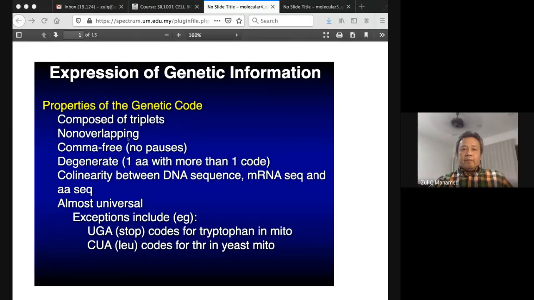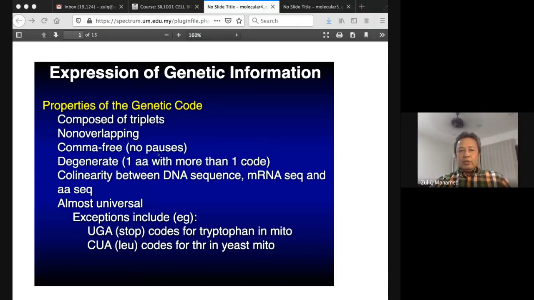Non-overlapping. In general, it's non-overlapping, but you see in some viruses there are some overlapping codes, but we're not going to look at that. So in general, you know that the codes are non-overlapping. It just says that when you start reading the translation, you just read 3 by 3, 3 by 3, 3 by 3. You don't read 3 and then you add 2, it doesn't do that. So this is a very fixed reading frame.